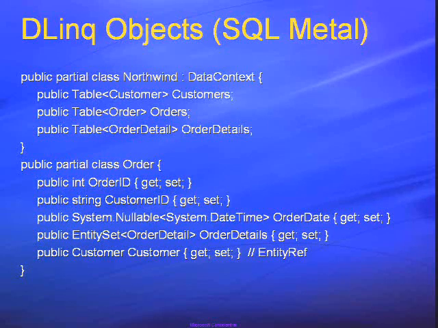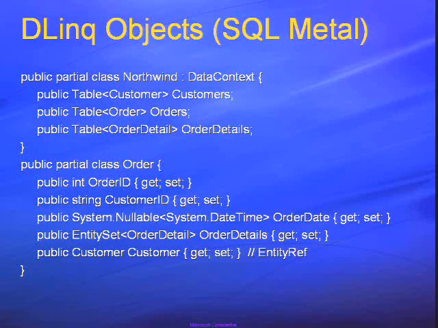So for example, we'd have an order object, which has an order ID, which is the primary key, and foreign key relationships like customer ID. If there was a field that accepted null, SQL Metal does the right thing and generates, for a value type date time, a nullable date time, so you can actually persist null back to the database. And for related objects, it generates strongly typed properties that correspond to those.